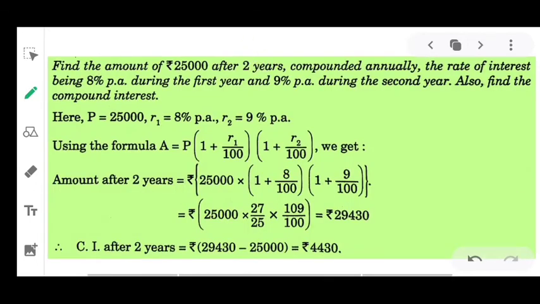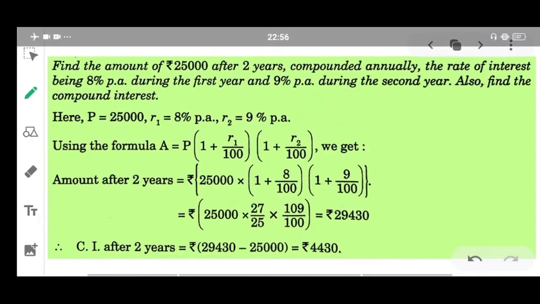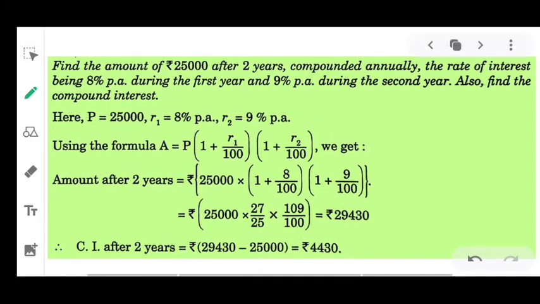So here is the example. Find the amount of 25,000 after 2 years, compounded annually, the rate of interest being 8% per annum during the first year and 9% per annum during the second year. Also find the compound interest. As you can see, there are different rates of percent for different years, okay.